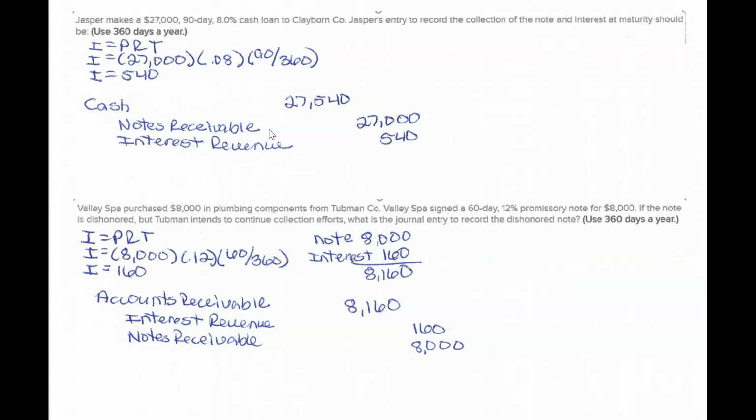So in this one, we debit accounts receivable $8,160. The $8,000 of the note and then the $160 of the interest. They're going to collect the amount of the note plus the interest. Then they'll recognize the interest revenue that they've earned even though they haven't received it, $160, and then credit notes receivable to take it out because they've changed the note receivable into an accounts receivable, and then they're going to continue their efforts to try to collect.